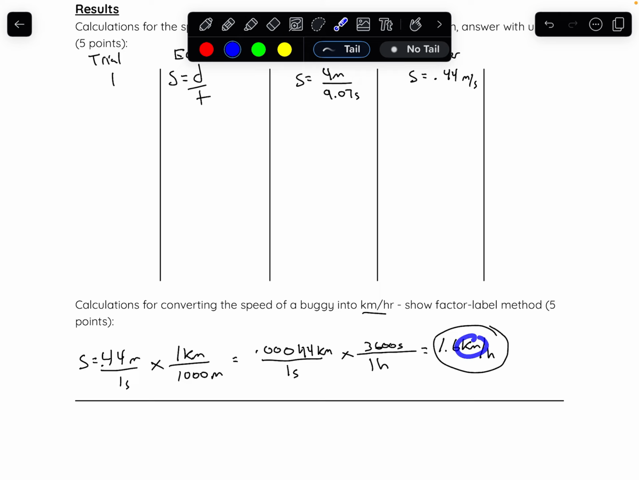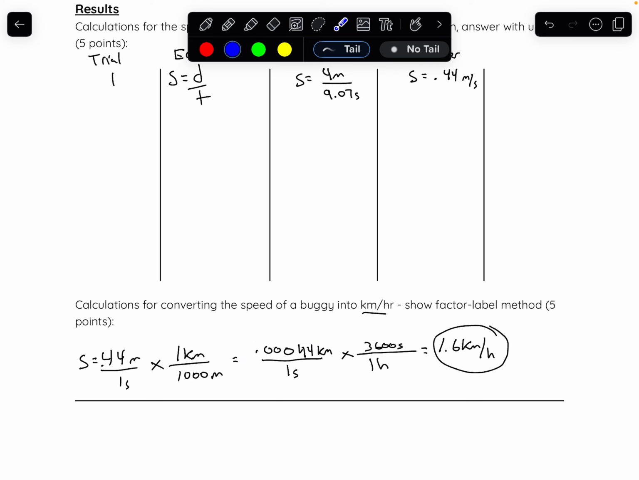So I'm already halfway there. I have kilometers on the top. By taking 0.44 meters per second and multiplying it by 1 over 1,000, I'll have my kilometers per second, which is what I have here. 0.44 times 1 over 1,000 is 0.00044 kilometers per second. That's how far I go every second.